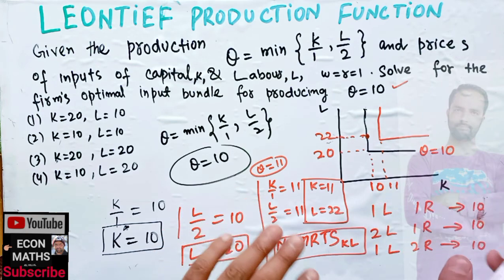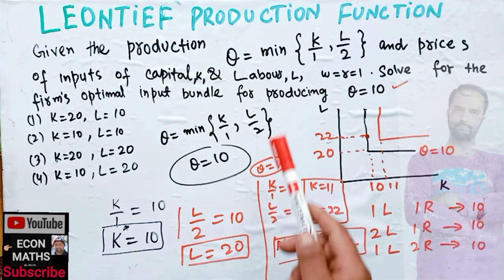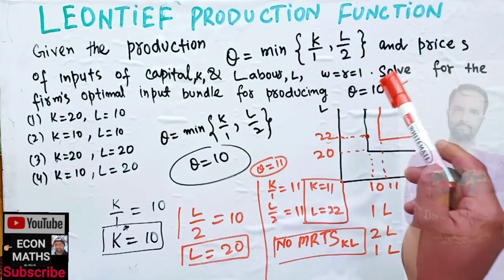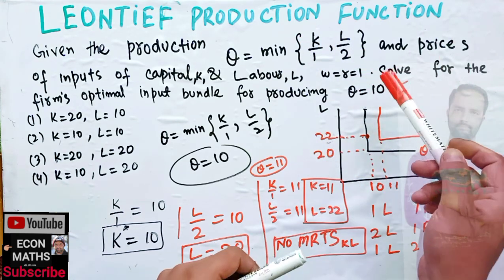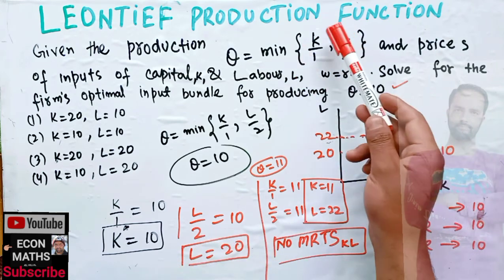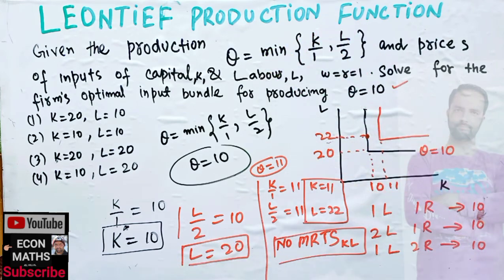And simple, how do we solve this? Just equate whatever is in the brackets with the production function. Whatever comes as the minimum here will be our level of output. I hope I make myself clear in this video.